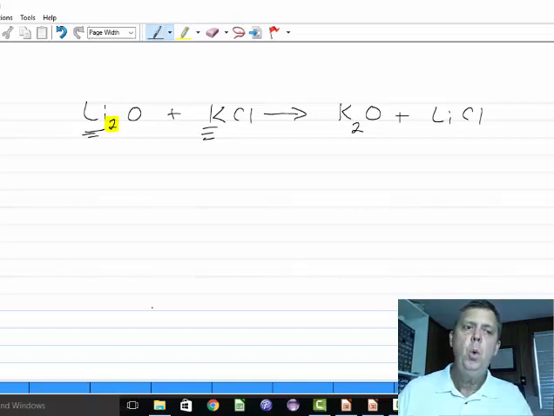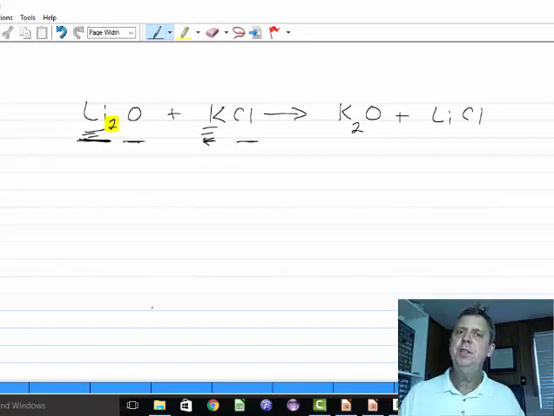Remember that what this formula shows me is for every 2 lithium ions, I've got 1 oxide ion. For every 1 potassium, I've got 1 chloride. So you're taking 1 ion of each, combining them to figure out what is the neutral compound when those 2 ions combine. So again, that's why our subscripts don't carry over.